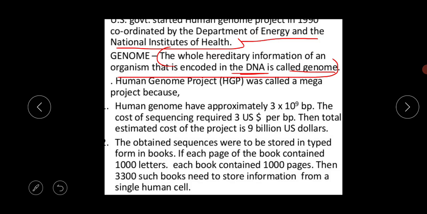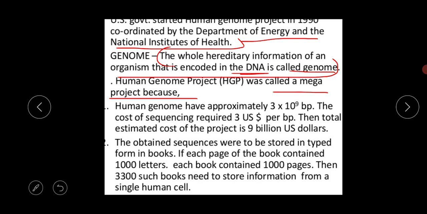So the human body is made up of about 100 trillion cells grouped into over 260 types. Every cell contains the same number of chromosomes and the same kind of genome also. Okay, so what is the meaning of human genome project? This human genome project was called a mega project because this whole project was started by the US government.